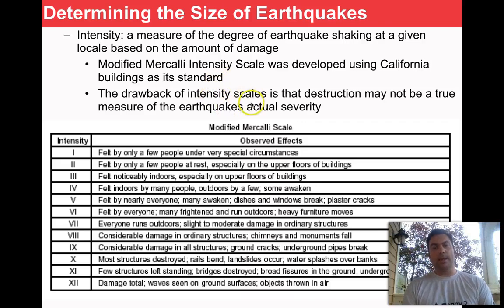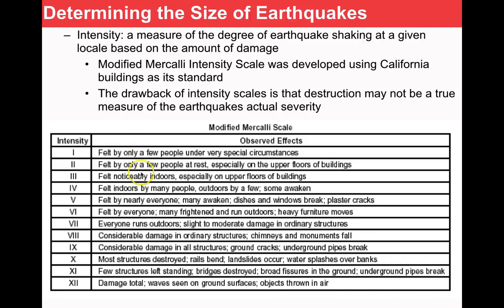The drawback to the scale is that the destruction might not be a true measure of the earthquake's actual severity. Some buildings survive better than other ones, right? So that doesn't really tell us that much about the strength of the earthquake, but it was really the best that we had for a very long time. And so you notice pretty rapidly, maybe an intensity 3 is felt noticeably indoors, especially on upper floors of buildings. But 1 and 2 are basically, most people are able to sleep through a lot of these things.